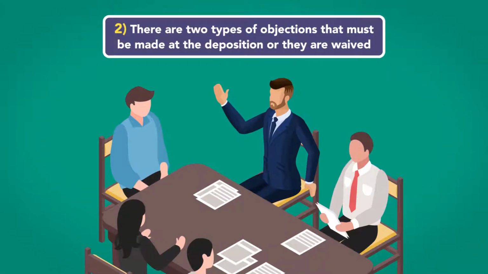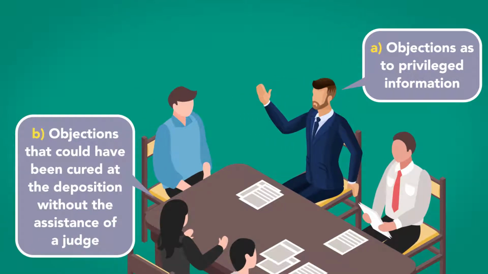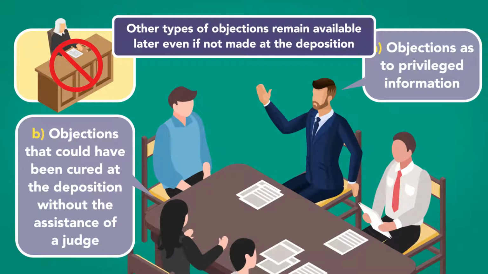Second, there are two types of objections that must be made at the deposition or they are waived. The first are objections as to privileged information, and the second are objections that could have been cured at the deposition without the assistance of a judge. Other types of objections remain available later, even if not made at the deposition.